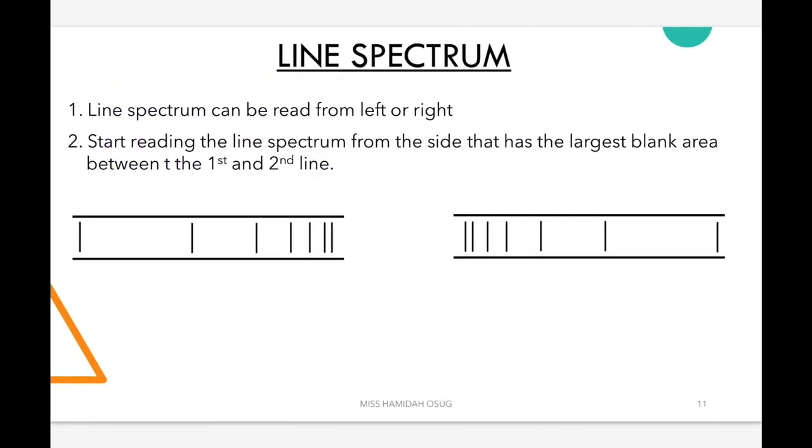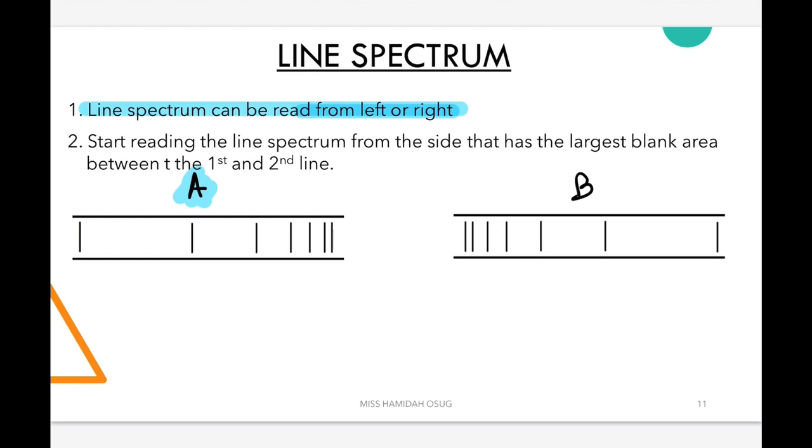So the issue now is how can you read your line spectrum. Actually, a line spectrum can be read from your left or from your right. It depends on where the largest blank area is located. Here we have two line spectra, A and B. Let's take a look at line spectrum A first.